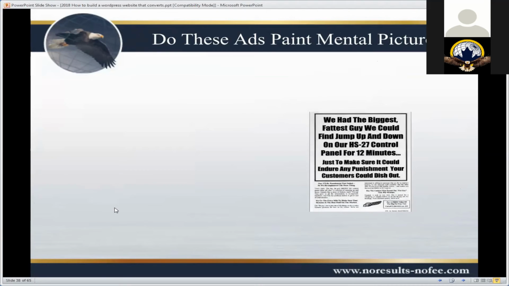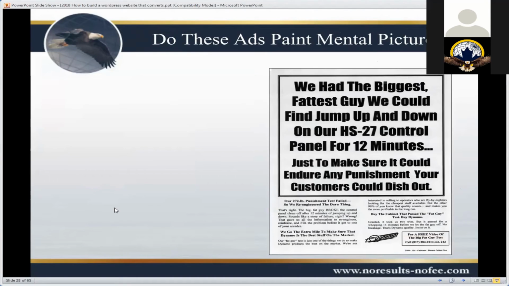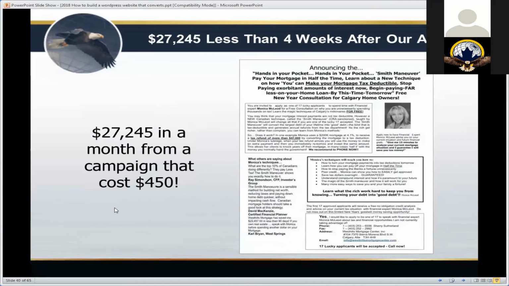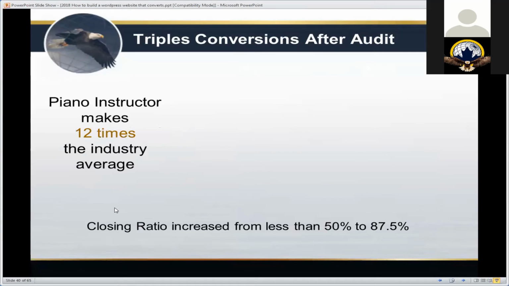Here's another one. We had the biggest, fattest guy we could find jump up and down in our HS27 control panel for 12 minutes just to make sure that he can endure any punishment the customer could dish out. And then you want to paint that powerful headline with those pictures. It's going to take a little while for you to get those, but start taking a look at headlines. How do newspapers sell ads? They sell them with headlines.